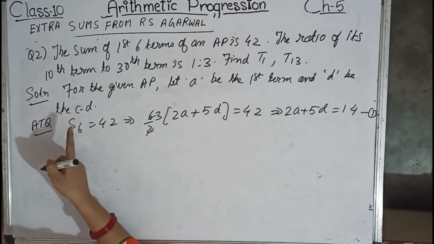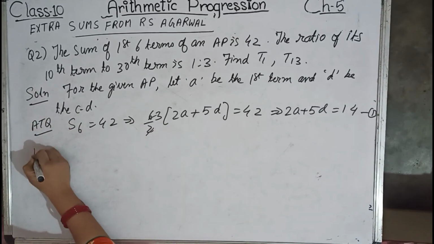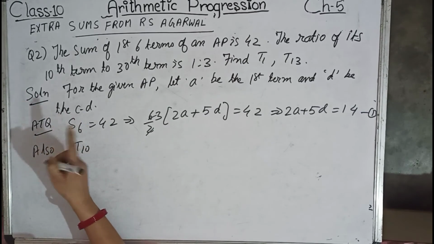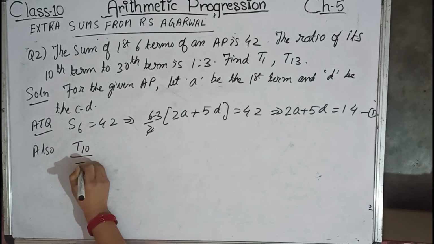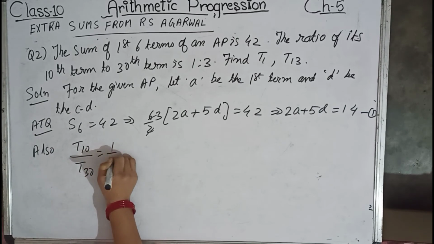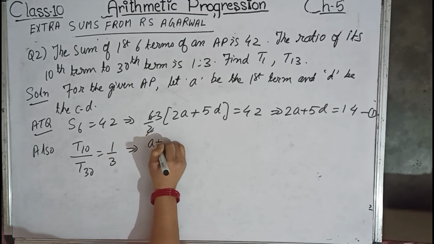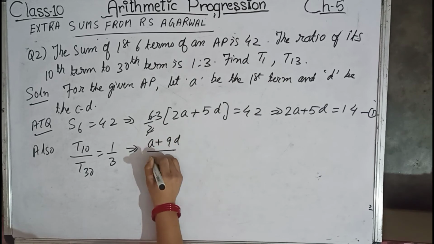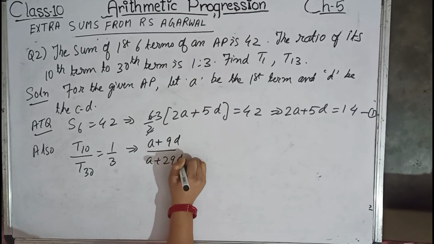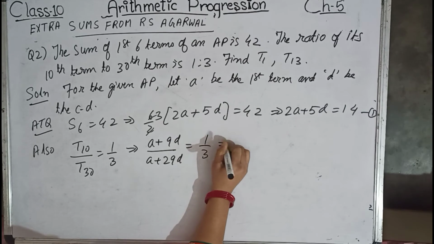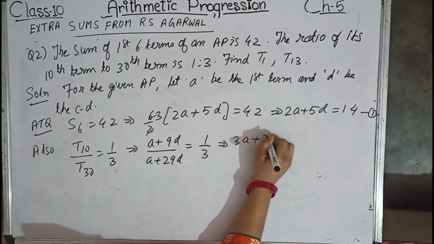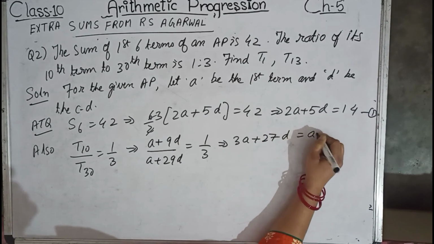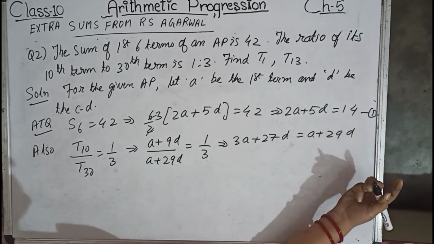Also the ratio of its 10th term to 30th term, so T10 to T30, is 1 by 3. So this implies A plus 9d by A plus 29d equals 1 by 3. This implies, cross multiplication I am doing, 3a plus 27d equals a plus 29d.